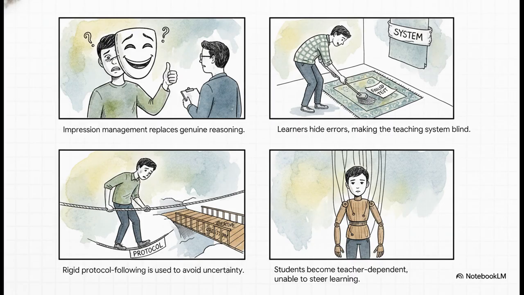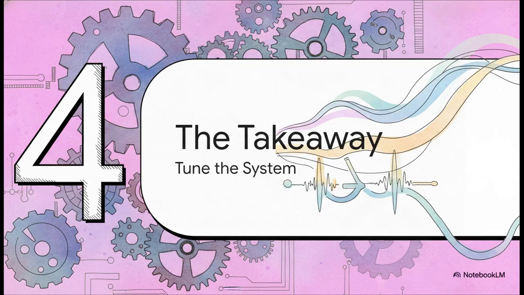And when that overload happens, you start to see these very specific, very predictable warning signs. Instead of genuine clinical reasoning, learners start focusing on impression management, just looking smart. They start hiding their mistakes, which means we have no idea what they actually don't know. They cling to protocols like a life raft to avoid having to think for themselves, and they become totally dependent on us, unable to steer their own learning. So, the single most important takeaway here is this. We have to stop just tweaking our teaching style and start tuning the entire learning system.